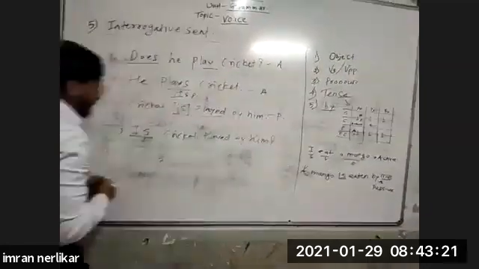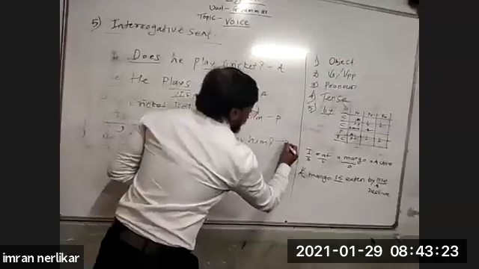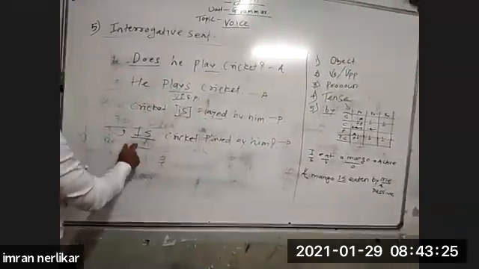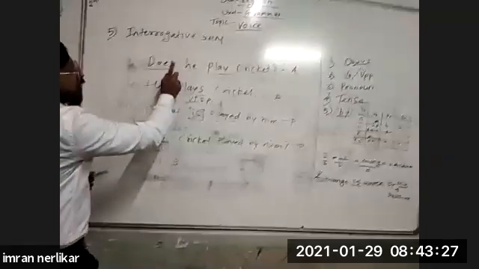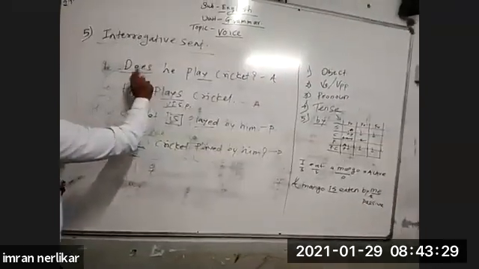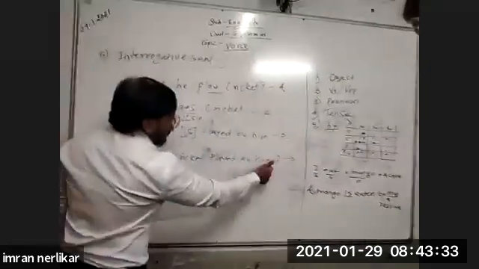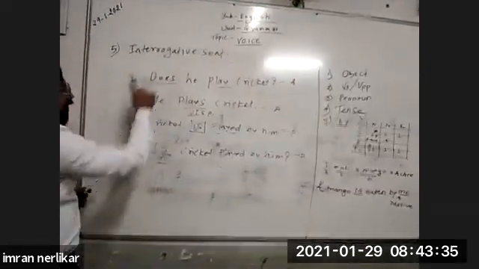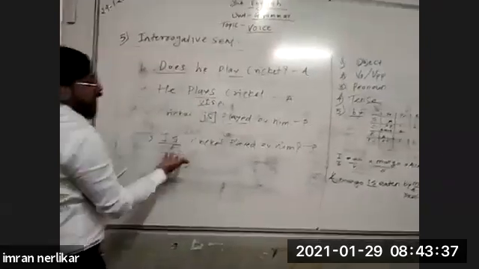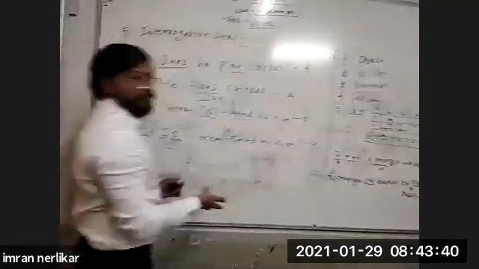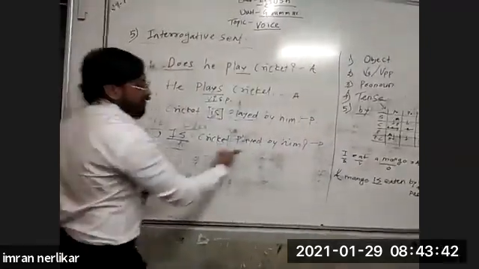Question mark. This is a passive sentence, a passive question. When a question like this is given to you in the exam, does he play cricket? The answer is this: Is cricket played by him? If I directly write this answer, you will not understand how it has come. How have I written this answer?